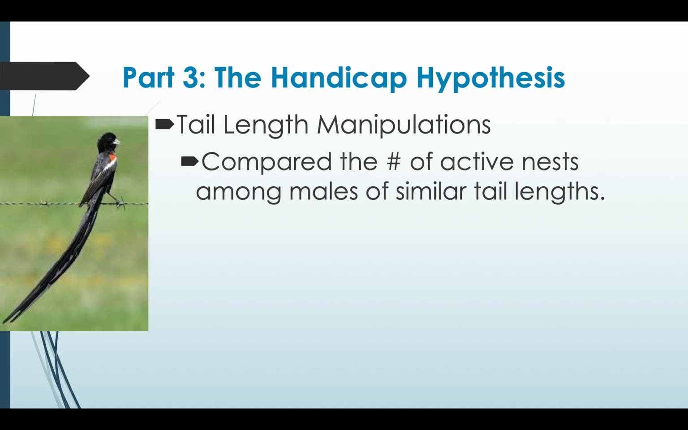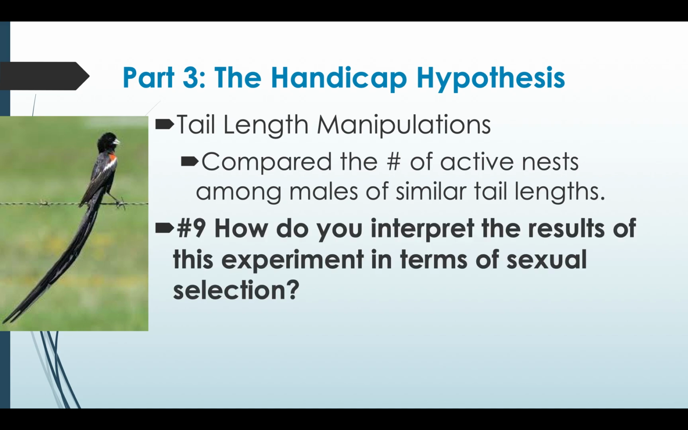They also did tail length manipulation. So they compared the number of active nests among males of similar tail lengths. Okay, and so there is the graph to go off of for this one. And so, how do you interpret the results of this experiment in terms of sexual selection? You would want to refer to the figures that are provided there for you. And what you would have concluded is that females prefer longer tails.